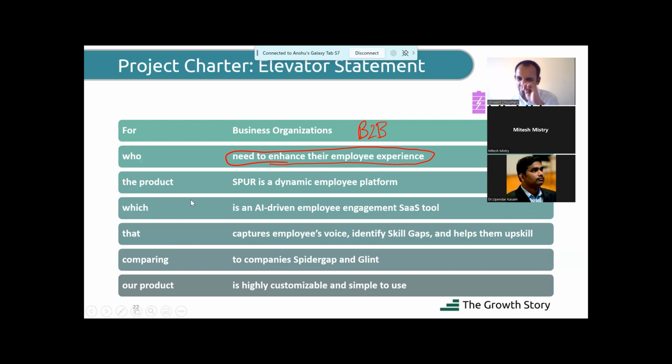Then what is this product about? This product is a dynamic platform for employees, an AI-driven tool. This tool captures employees' voice and identity, identifies skill gaps and helps them upskill. Then, when compared to Spider Gap and Glint, it is highly customizable and simple to use.